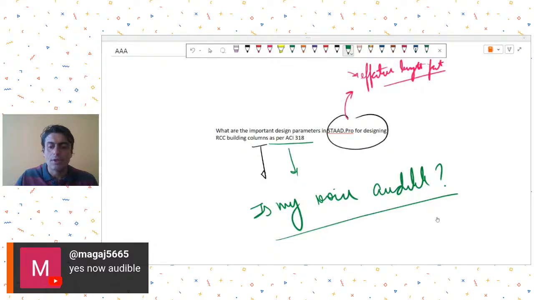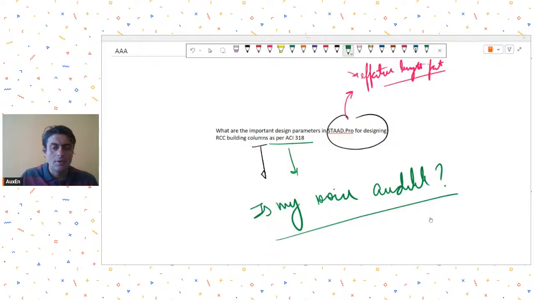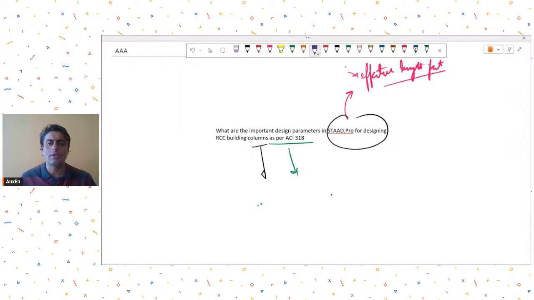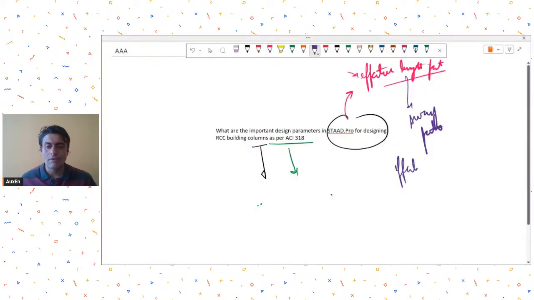All right. So the question being asked was, what are the effective length factors or design parameters that we have to give? I was saying that StatPro does not do the stability calculations on its own, or let's say the sway factor analysis is not done on its own. So you may have to give the effective length factors.